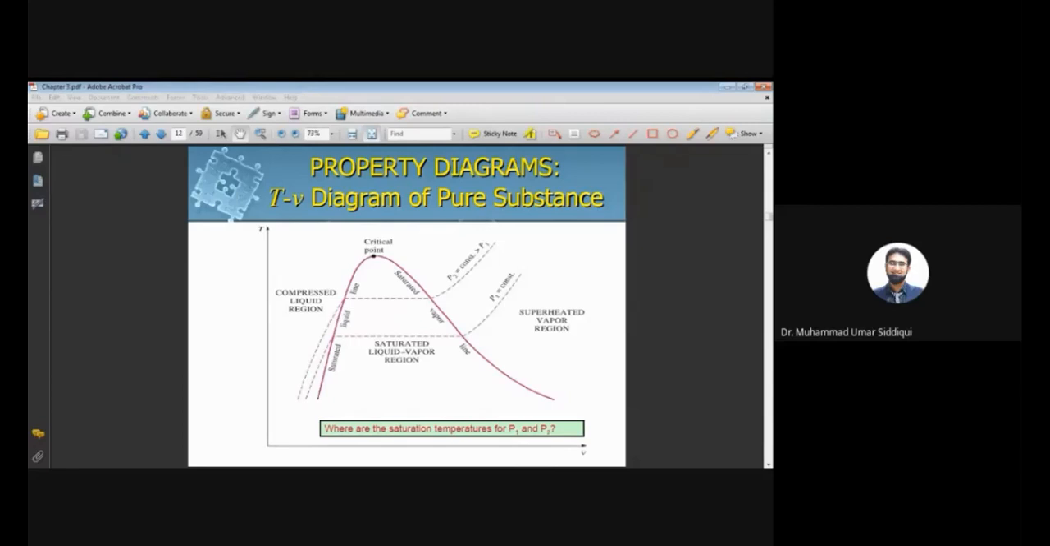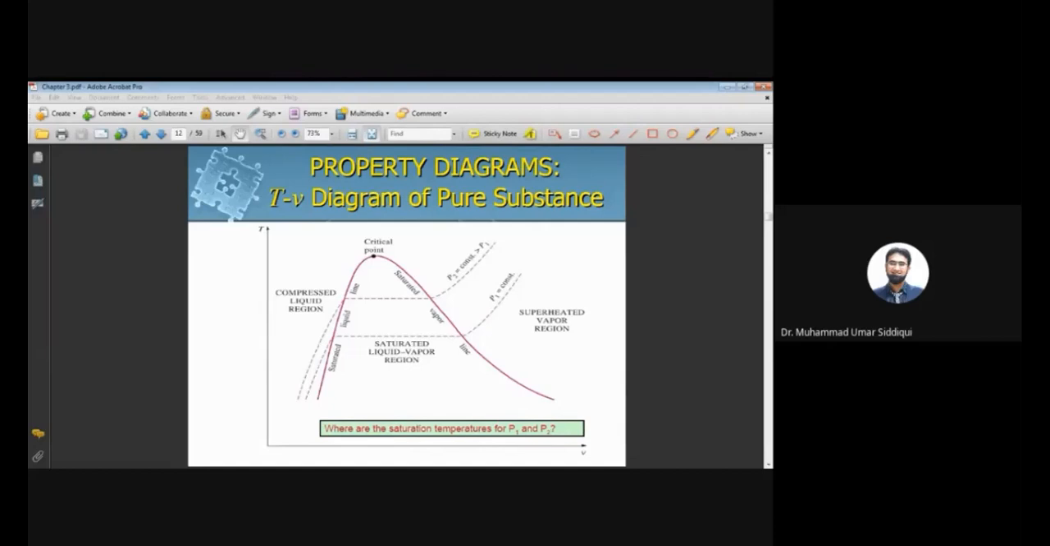After that, we further heat the liquid, and the temperature remains constant, but the phase change process continues. The liquid is being converted into vapor. That's the vaporization process which is taking place. This is known as the saturated liquid-vapor mixture region, and in this region you'll have the liquid and the vapor both present at the same time.